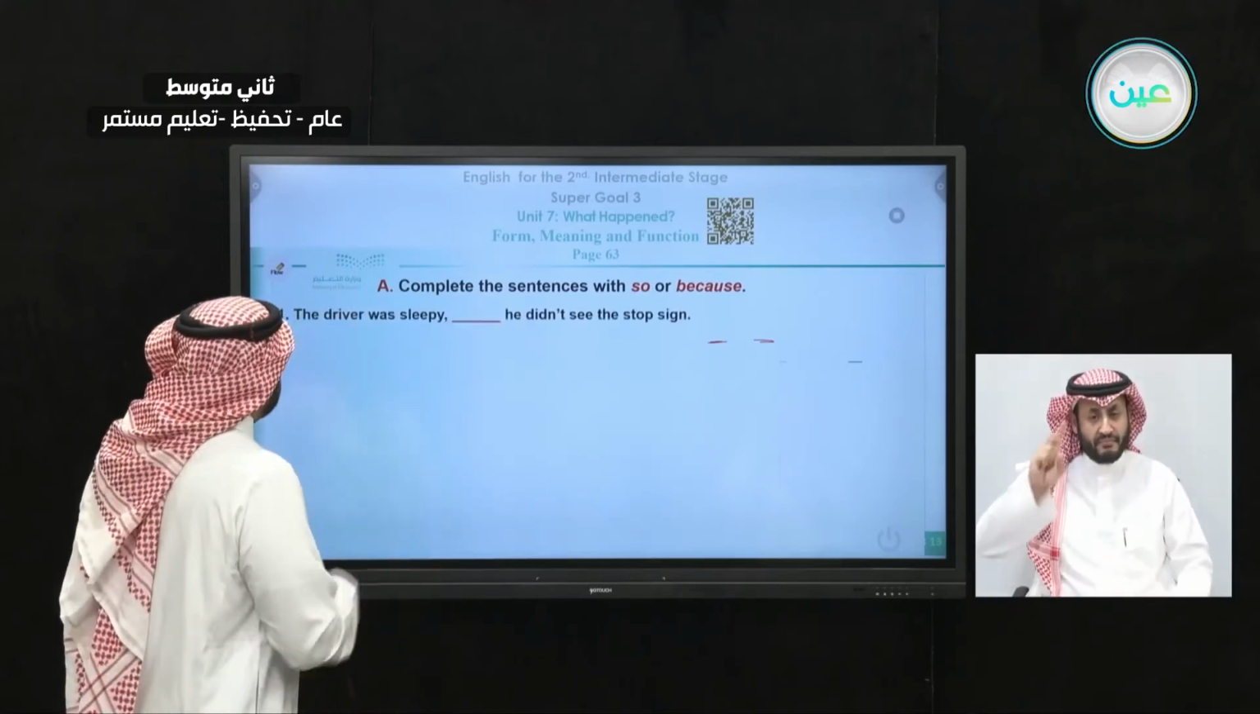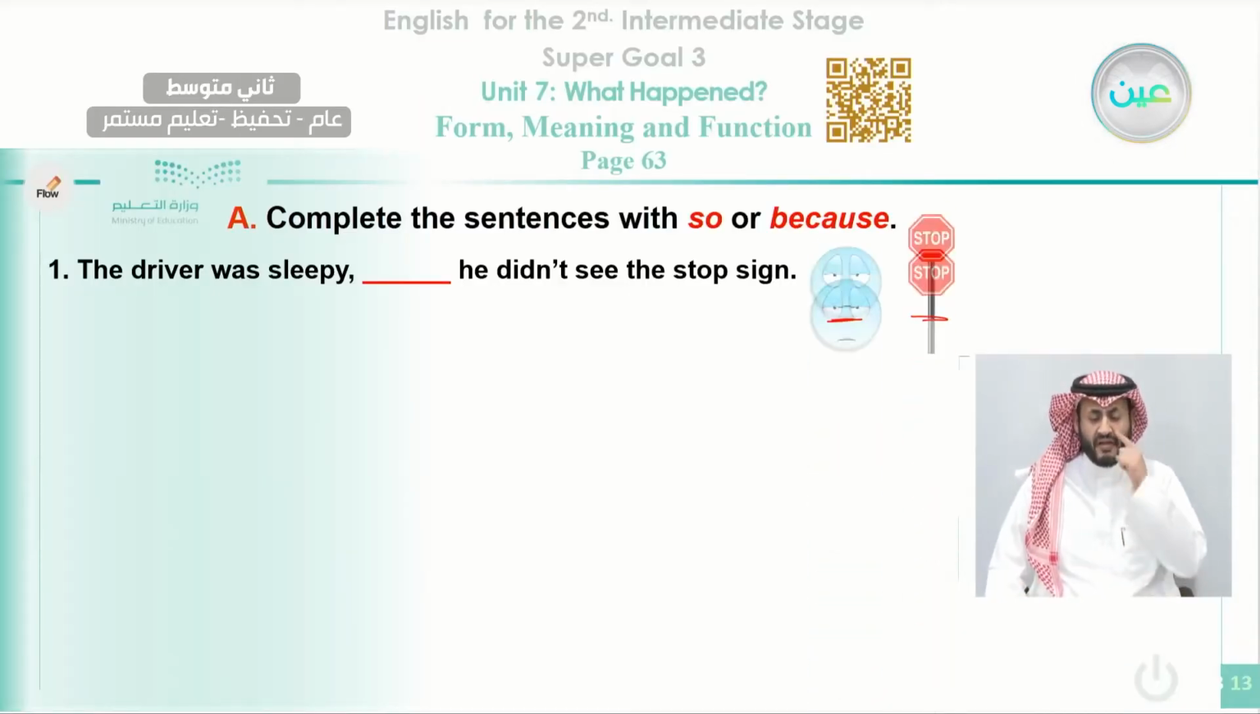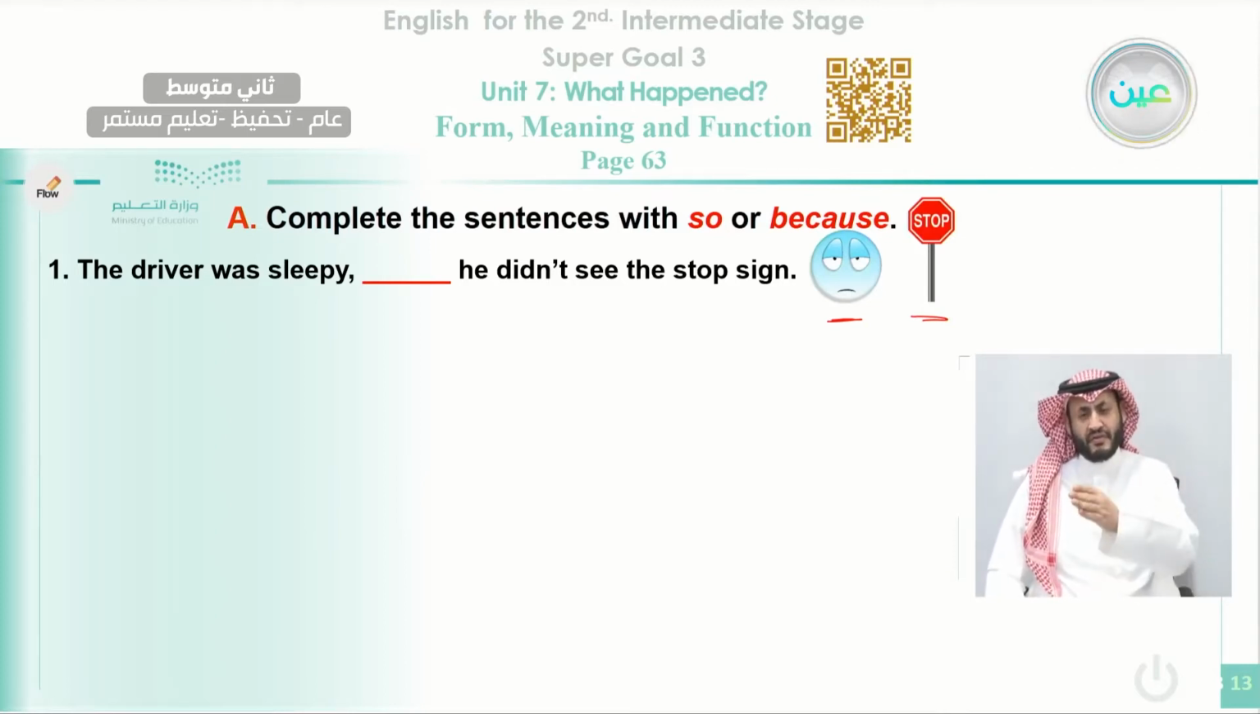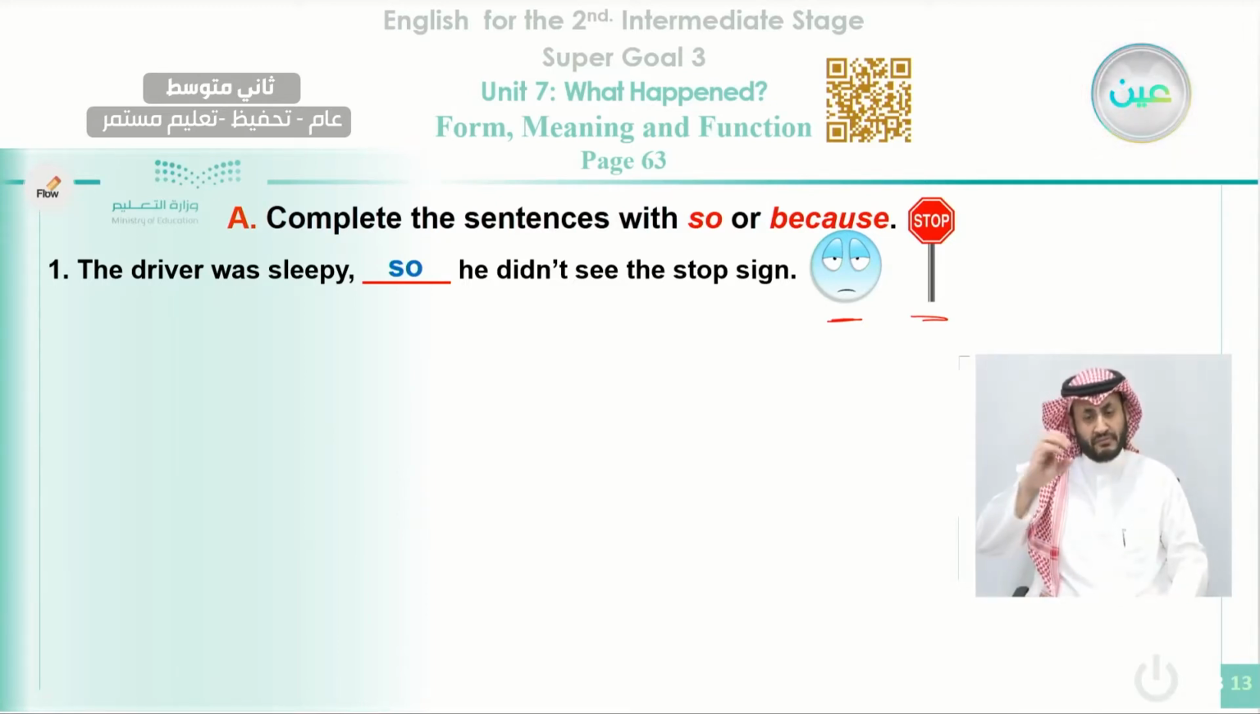Let's apply it here. The driver was sleepy, as you can see here. Look at the driver, he's sleepy, and look at the stop sign. He did not see the stop sign. So do we use here because or so? We use so. So this is the result. Because he was sleepy, he didn't see the stop sign.